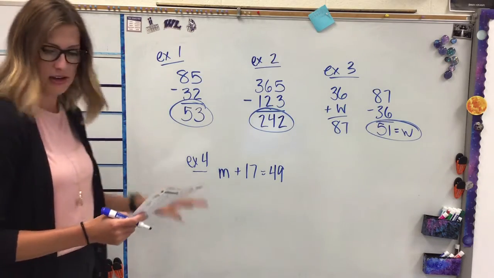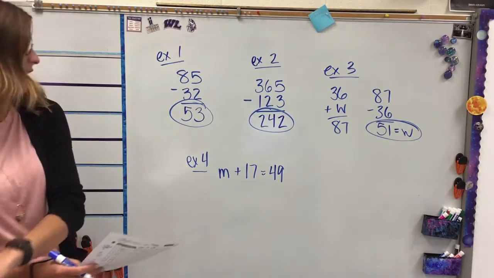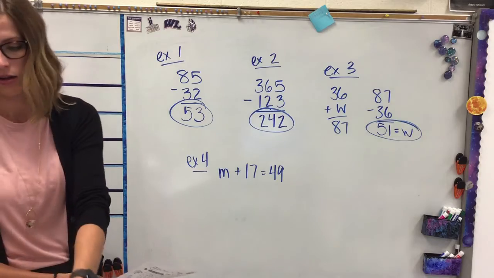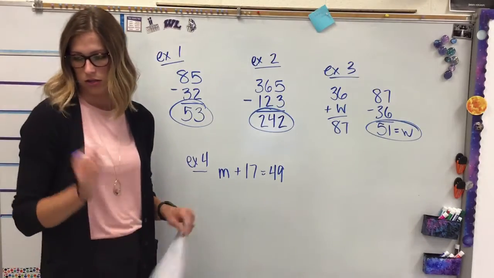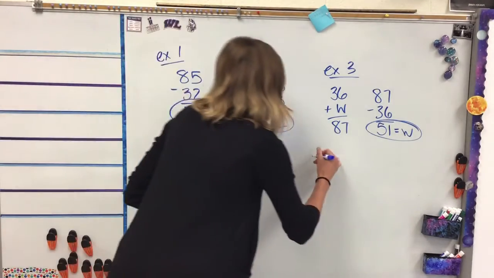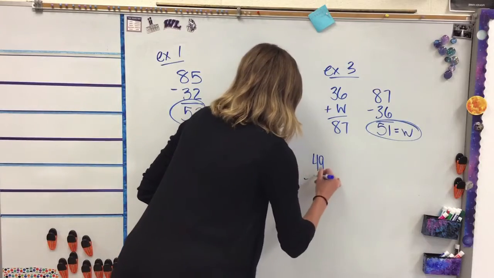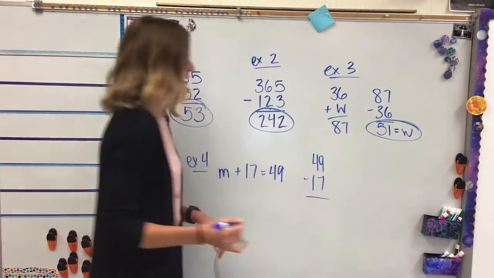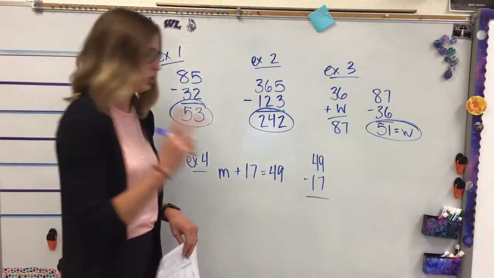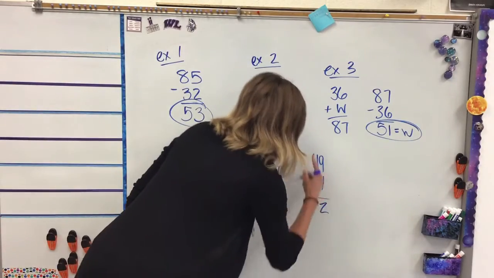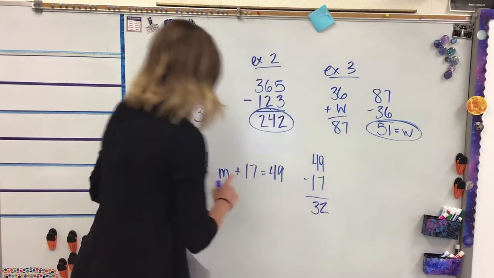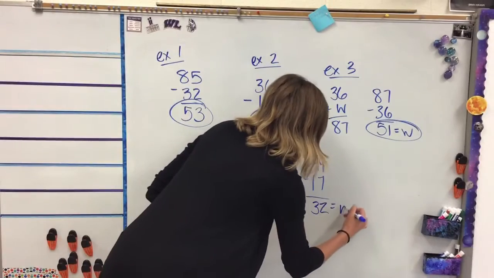Let's go to example 4. Example 4, we've got another missing addend. So we've got M plus 17 equals 49. So to find the answer, we subtract. So let's do 49 minus 17. 9 minus 7, we get 2. 4 minus 1, we get 3. So we get M equals 32.